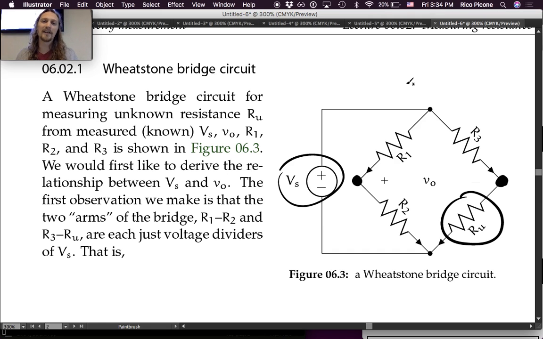So, here's our bridge. Now, we have these two arms, and each arm is a voltage divider, right? We have an input voltage Vs for both of the arms. And each of these has a series of resistors. So it goes R1, R2, there's a voltage divider, and then R3, RU, there's another voltage divider. So those are two voltage dividers in parallel. That's all a Wheatstone Bridge circuit is: two voltage dividers in parallel.